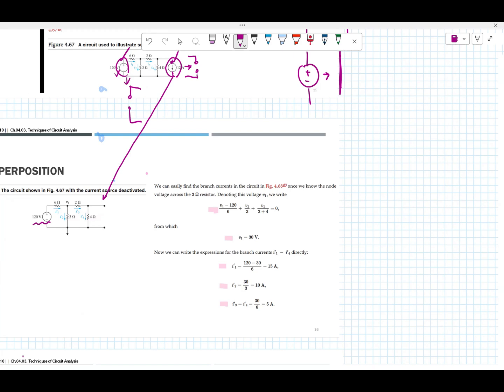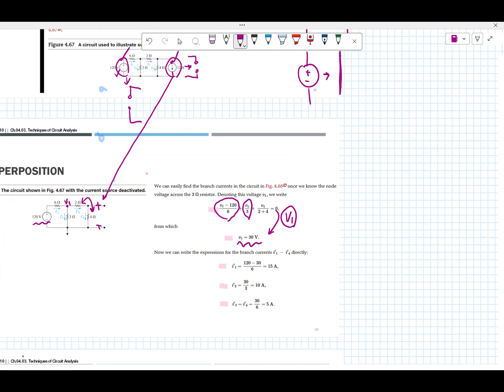The one denoted here is V sub 1. So V sub 1 minus 120 divided by 6 ohm, that is leaving, plus V sub 1 over 3, that is also leaving, plus V sub 1 over 2 plus 4. Why? Because that was the open circuit, nothing there. So that was the series connection between two resistors, 2 and 4 ohm. So in here, one variable, one equation, finally we can find V sub 1, the 30 volt.